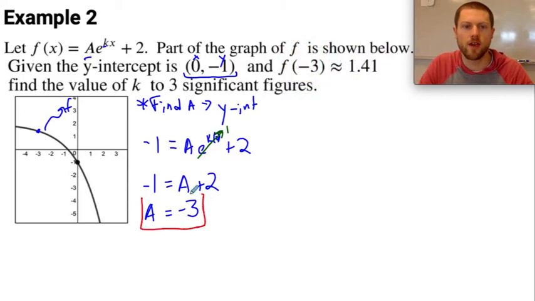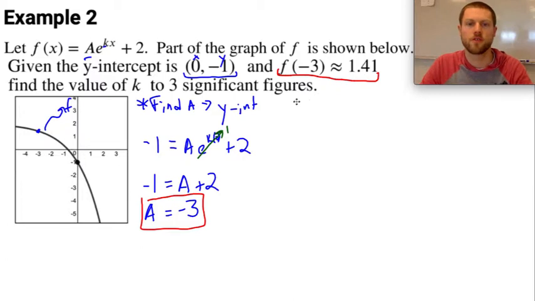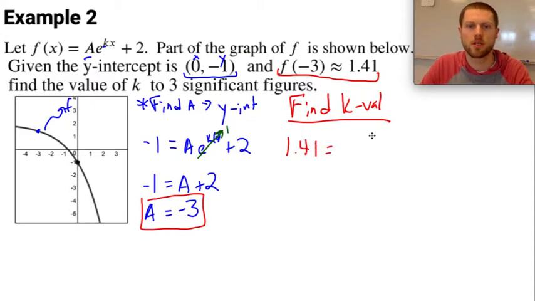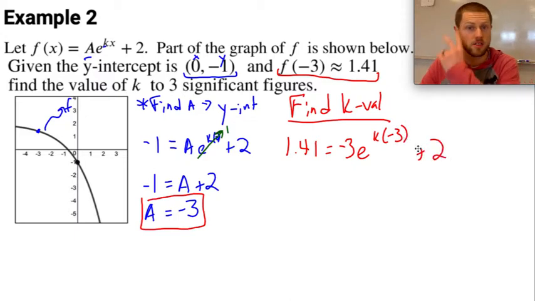And now that I have the a value, I can use this other coordinate to find k. So now let's find the k value. In order to do that, we're going to plug in what we know and solve for what we don't know. So we're going to plug in for the y value. 1.41 is going to equal, using this a value, -3, e raised to the k times -3 power plus 2. And then this -3 is this -3 right here. So hopefully that makes some sense.